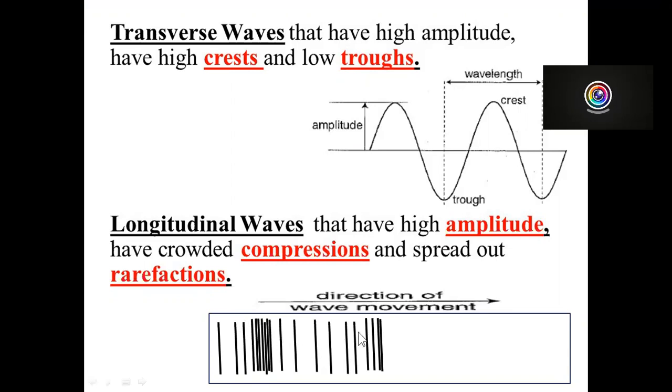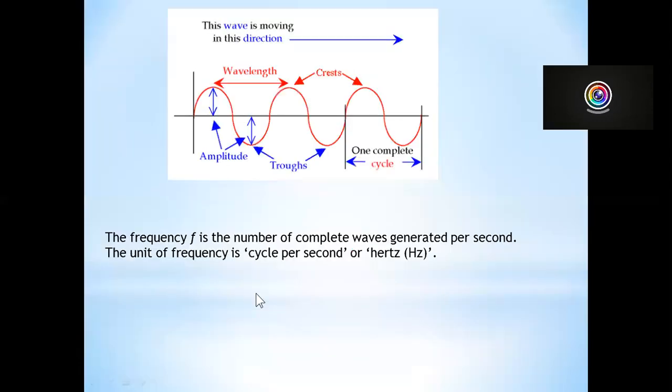And also this part is what we call the rarefaction of the longitudinal wave, referring to the distance between the two compression points. So a high amplitude on a longitudinal wave can be simply seen by a crowded compression.